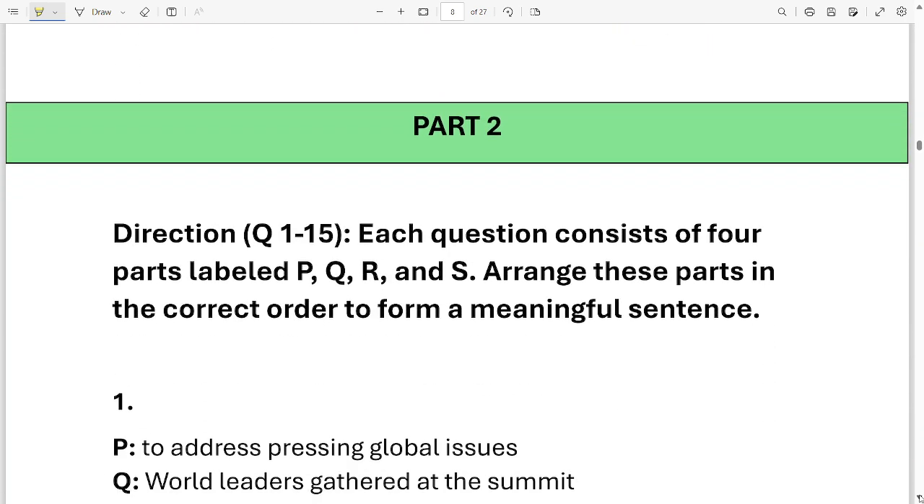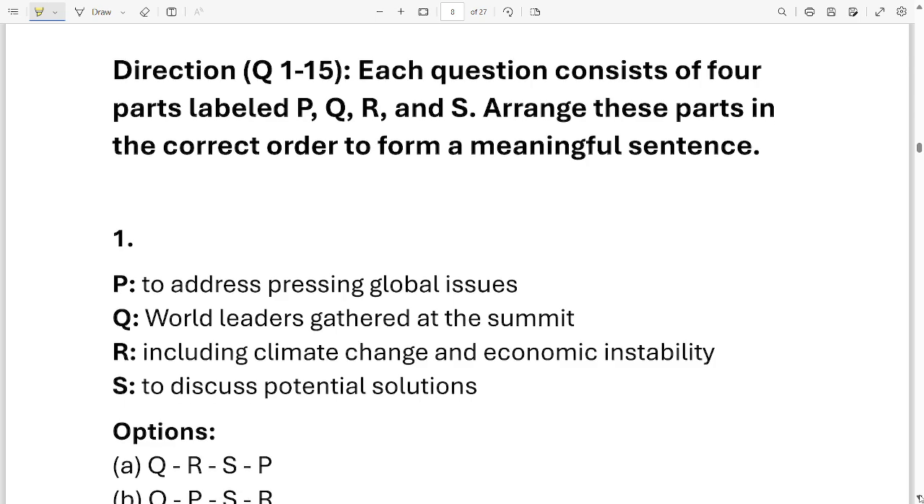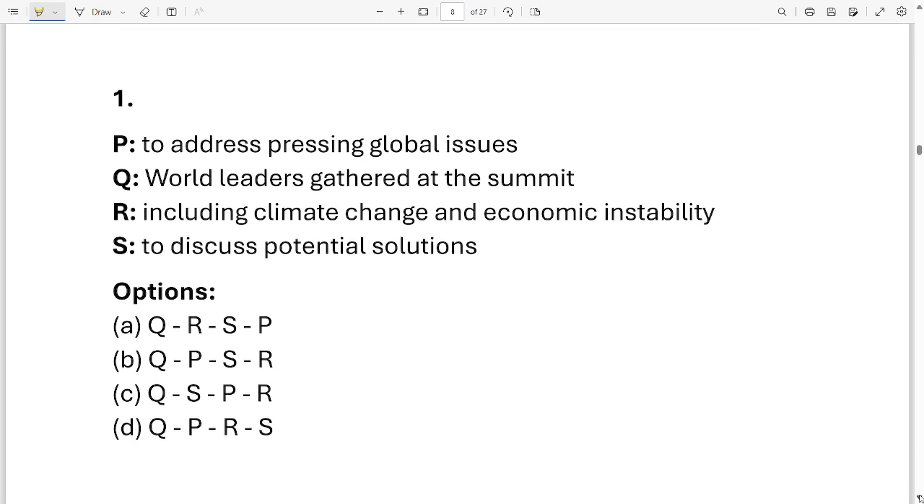Okay, we have reached part 2. Part 2 has 15 questions and the instruction to solve them is: each question consists of 4 parts labeled P, Q, R, S. Arrange these parts in correct order to form a meaningful sentence. I'll tell you once again. Here you can see different sentences. They are labeled P, Q, R, S. What you have to do is rearrange them in systematic order to make a meaningful sentence, and then from the options choose which option is correct. Okay, understood? Let's start.